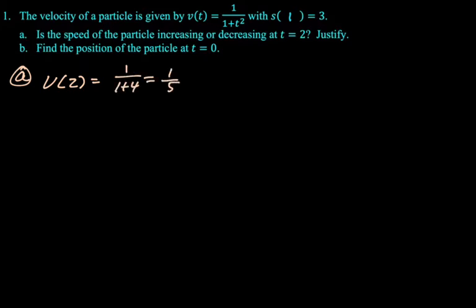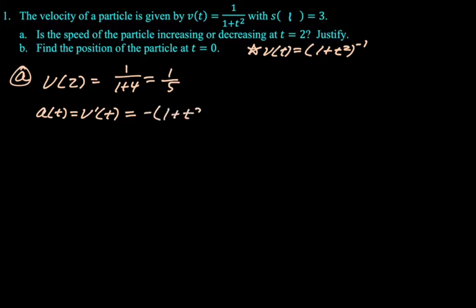To get acceleration, I'm definitely going to say that a of t is equal to v prime of t, because that is required if you want to get all the points. I'm going to think of the velocity as the quantity 1 plus t squared to the negative first, so that I can just power rule, chain rule this thing in my head instead of thinking of the quotient rule. So it's going to be bring down the exponent, 1 plus t squared to the negative second, and then times 2t. We just need to evaluate this at t equals 2.